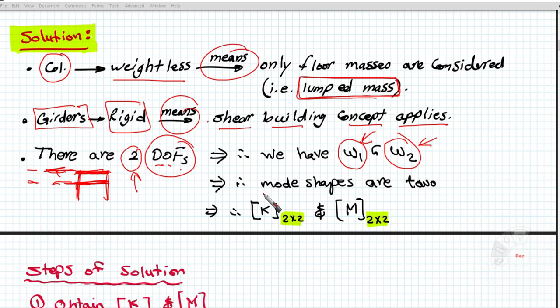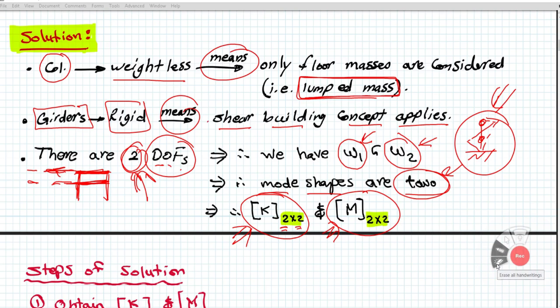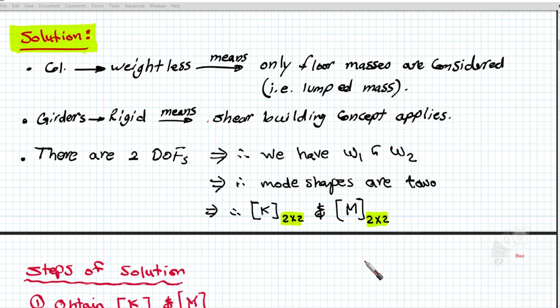And number 2, the mode shapes are 2. So we have 2 mode shapes. As we're going to see, one is like this, for example, and the other is going to be something like this, as we are going to explain later. So this is the meaning of 2 degrees of freedom, 2 floors. This also implies that our stiffness matrix and mass matrix, both of them, are going to have the dimensions 2 by 2. So we have 2 rows and 2 columns. This is what we can get from the example wording.